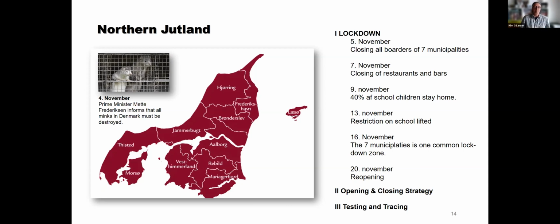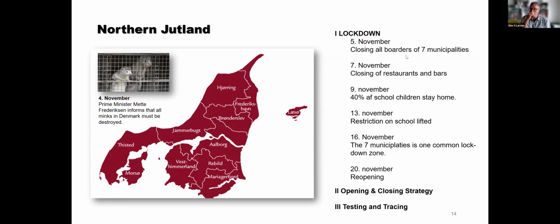So in parallel with what I'm talking about here, there was actually a decision by our Prime Minister, Mette Frederiksen, on November 4th, that all minks in Denmark must be destroyed. And this has happened now. All mink farms have been, this was a huge operation. So I haven't analyzed that, but what we did analyze was a lockdown procedure that took place in northern Jutland. It took place over less than 1 month, but it had different phases.